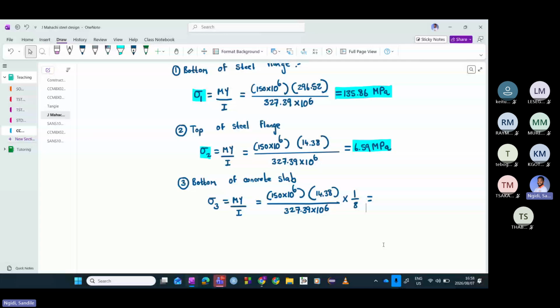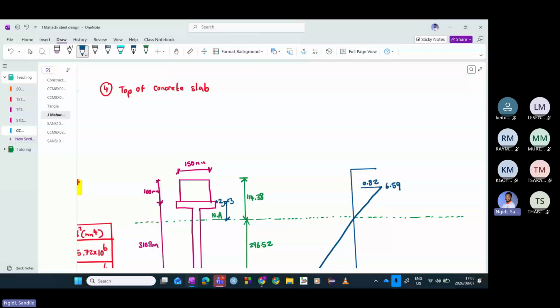In the same position, the stress is changing to 0,82. So this stress is reducing again to 0,82. And then on top, it goes back to 6,55. So which means that's the value that we have here on top. It is 6,55. So this is the stress distribution diagram.